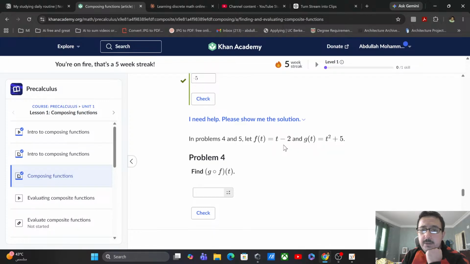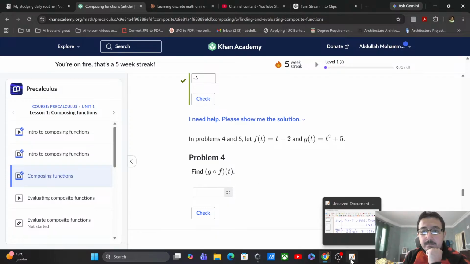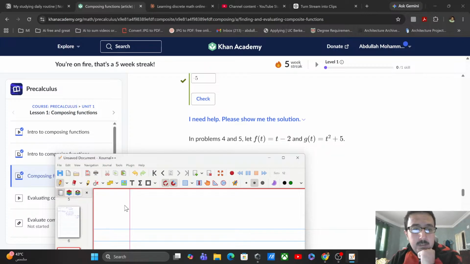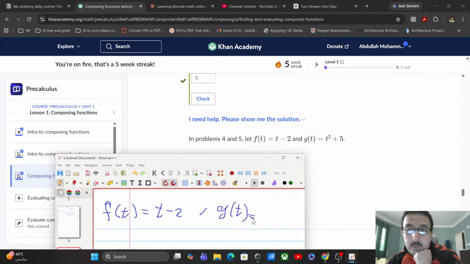Okay, in problems 4 and 5, we have f(t) = t - 2 and g(t) = t² + 5. For problem 4, on a new paper, I got f(t) equal t minus 2, and I got g(t) equal t squared plus 5.